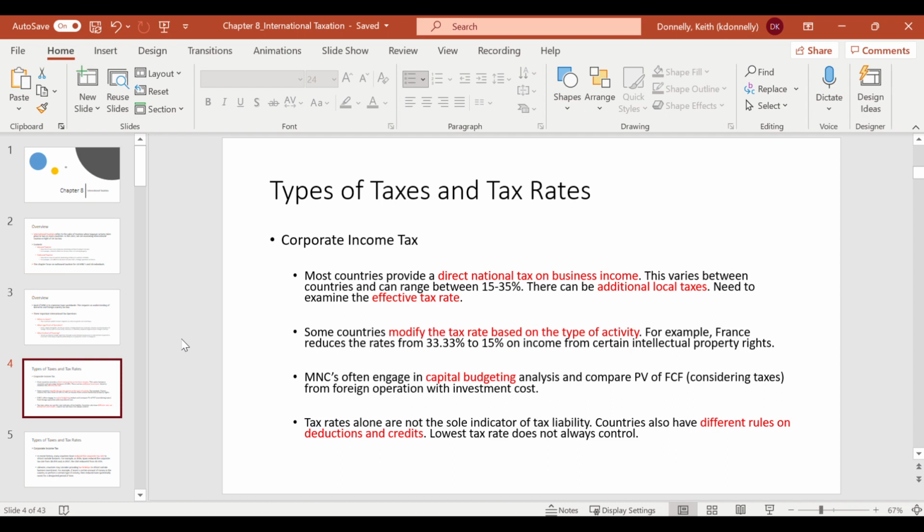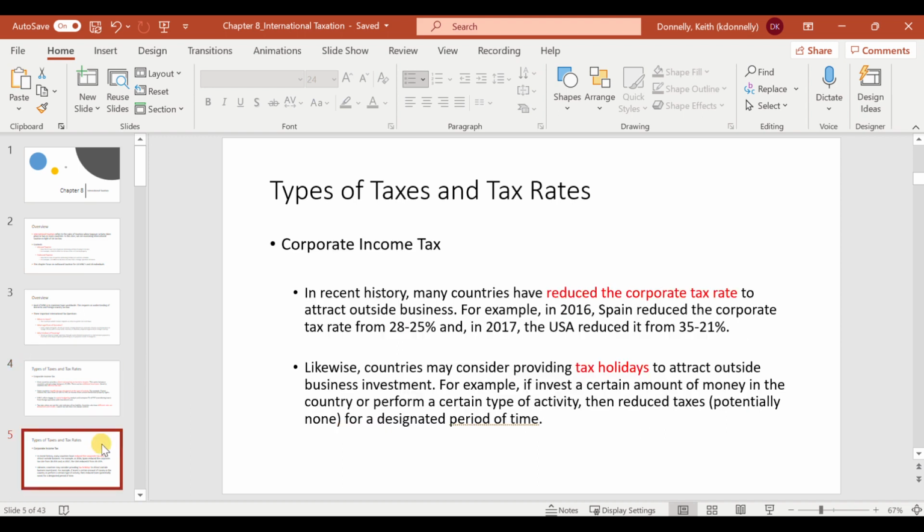Now, one of the things I have here is that tax rates alone are not the sole indicator of tax liability. In other words, a myopic view would be basically saying, hey, what country has the lowest tax rate? That's a really important criterion, but it's not going to be the sole criterion. There are also deductions and credits. They can get you to a lower tax rate. So again, you have to look at the overall picture here. The lowest tax rate in and of itself isn't going to control, and we also have to be aware of the different levels of taxation that a country imposes.